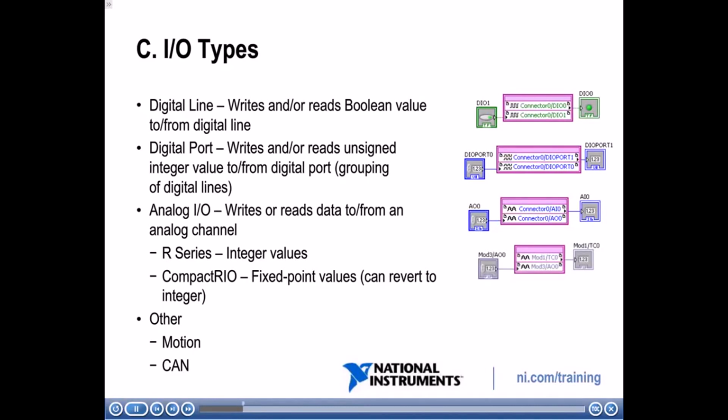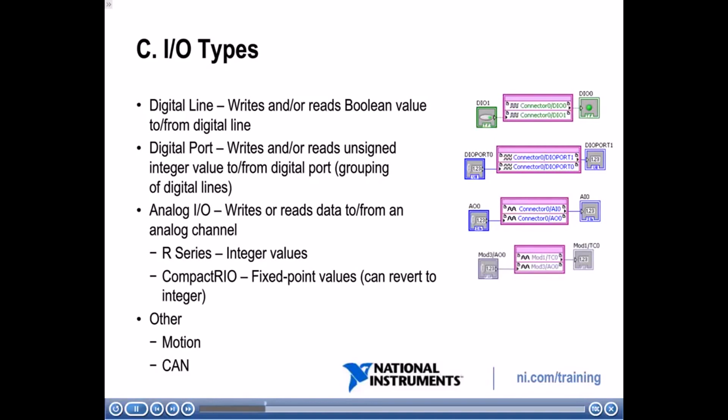A digital port is a collection of digital lines. So if we take a look at that screenshot there, we have a DIO port control, which is an 8-bit unsigned number going into the DIO port 0 there on the IO node. That 8-bit unsigned integer is actually representing 8 separate digital lines.